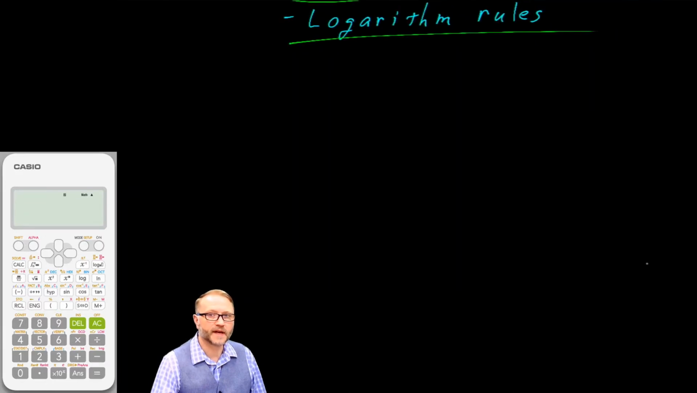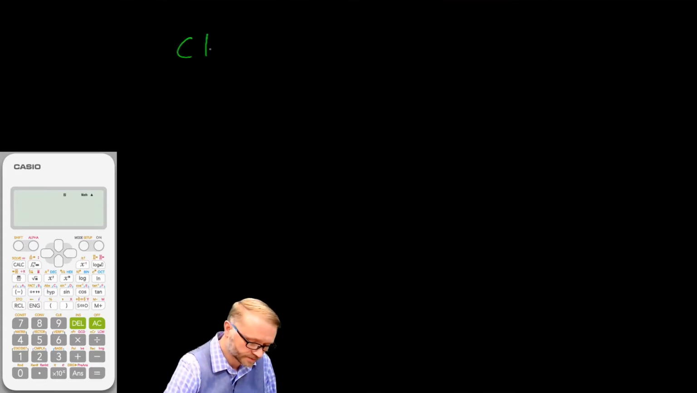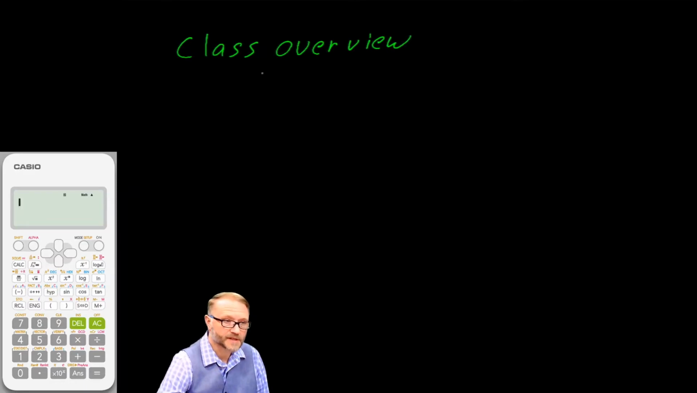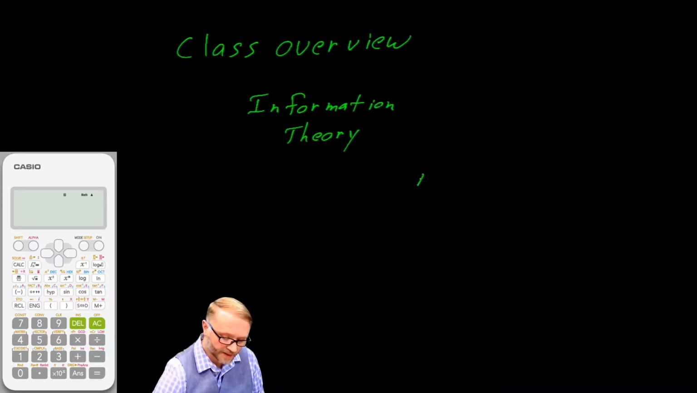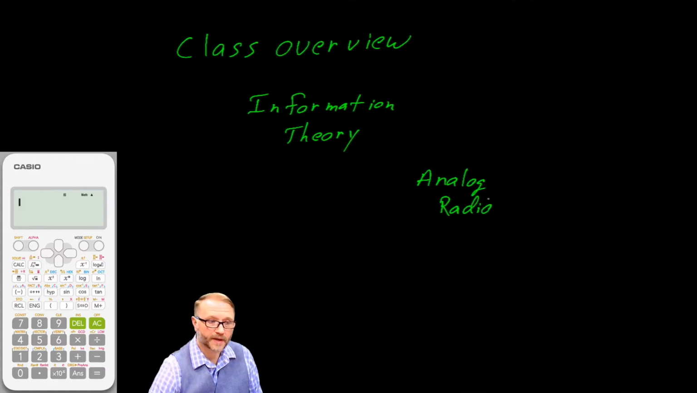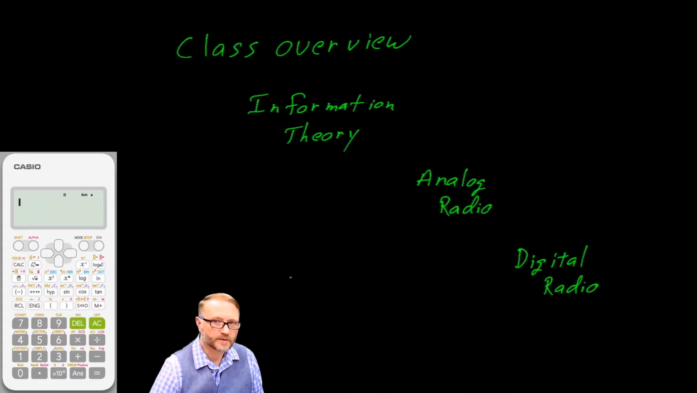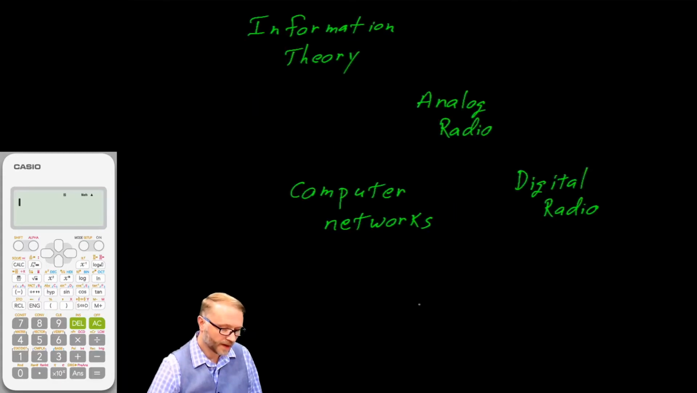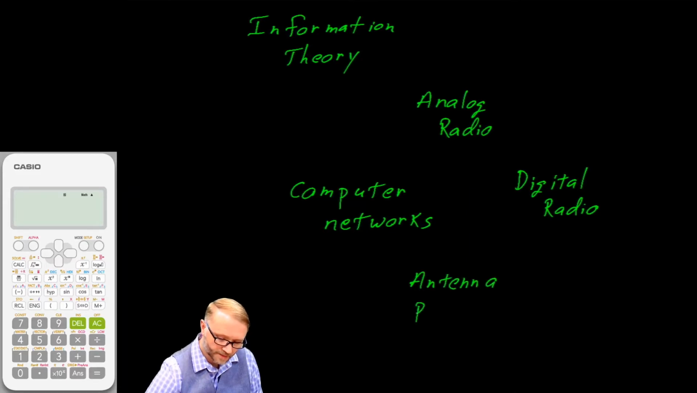The class itself is divided into 4 sections. The first is information theory. From there, we'll move to analog radio. That includes things like the traditional AM radio and FM radio that you might have in your car. Next comes digital radio. From there, we move to the closely related topic of computer networks. And we conclude by talking about subjects such as antennas, radar, and satellite communications.